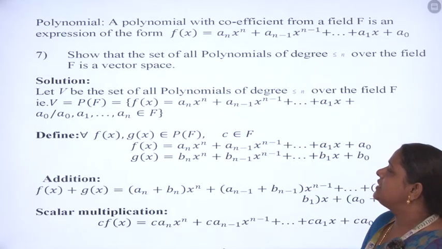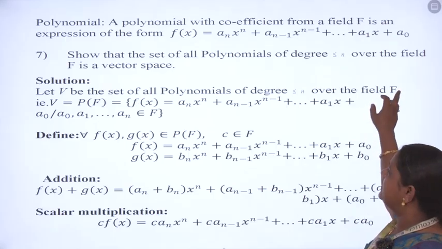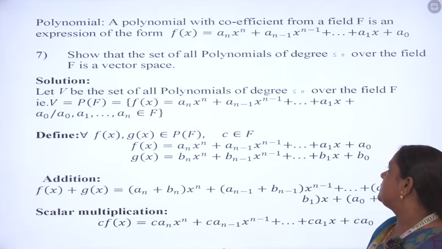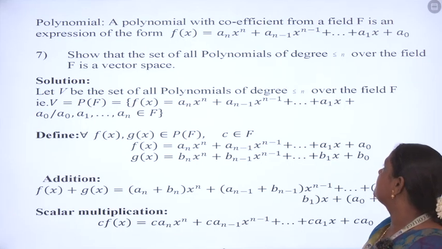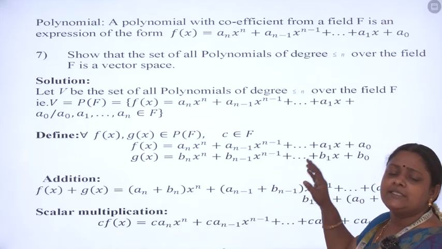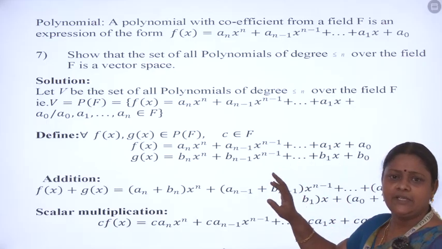Then polynomial. What is meant by a polynomial? A polynomial with coefficients from a field F is an expression of the form f of x equal to an x power n plus an minus 1 x power n minus 1 and so on, a1x plus a0. Now we are going to show whether this polynomial satisfies the vector space conditions or not, whether this polynomial is a vector space or not.